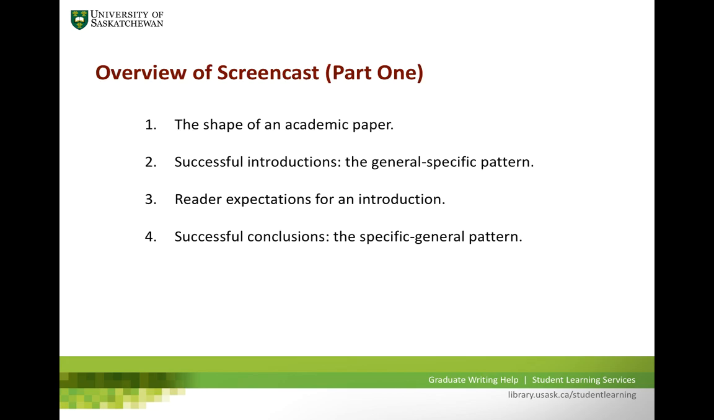And what are we going to do in the screencast? Well, we'll start by talking about the shape of an academic paper. Then we'll look particularly at successful introductions and the general to specific pattern that most good introductions share. Then we'll talk about reader expectations for an introduction. Just what does your reader expect to see in an introduction? And finally, we'll talk about successful conclusions, and in particular, the specific general pattern.